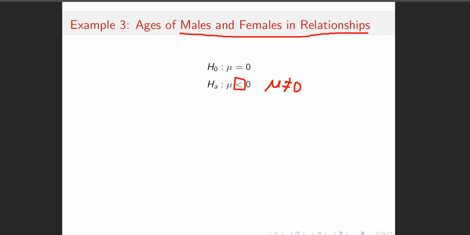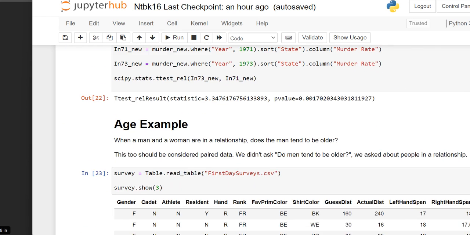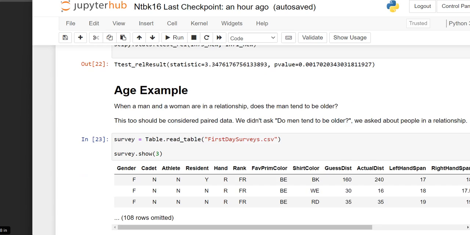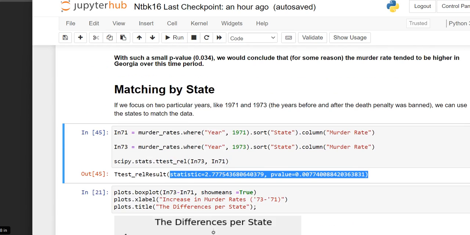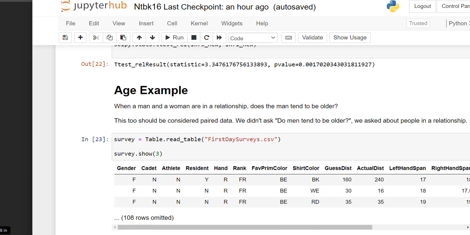But we're just checking to see if this difference, when we subtract the father's age minus the mother's age, if we get 0, which means there's no difference in ages, or if we get something different than 0. Okay? So let's take a look at the notebook. Age example. There we go.